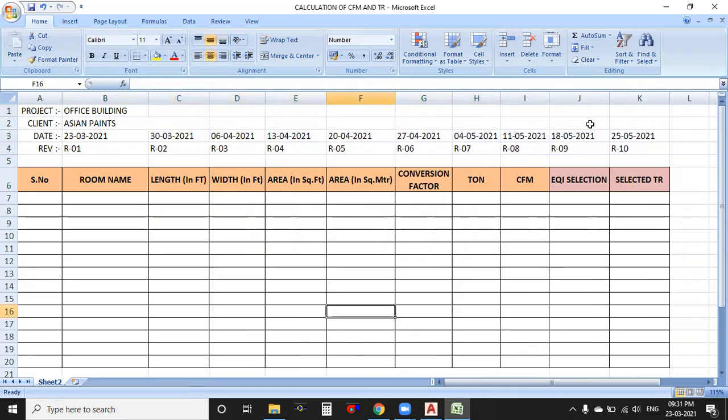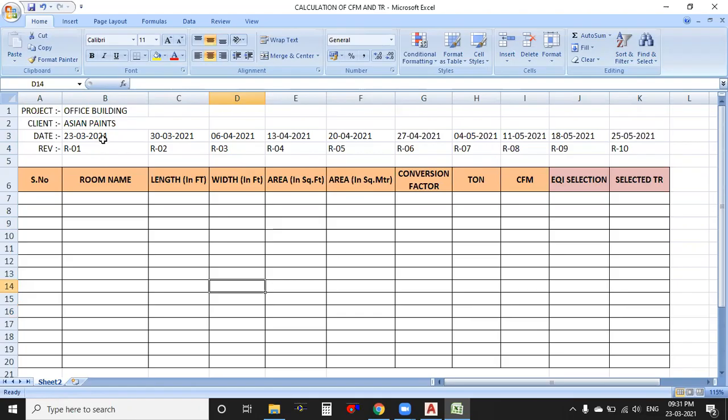Clear? So these are the dates I have taken tentatively. Maybe the first revision I have done 23 March, and the second one 30 March, then the 6th April, May, and May. Whatever dates, whenever it's modified, you have to mention date and revision. Date and revision. This is why we have to maintain it.